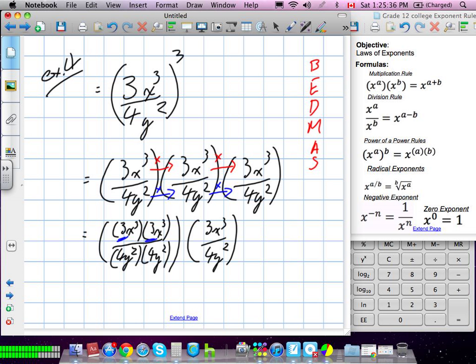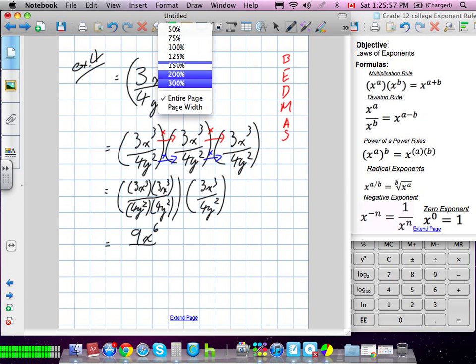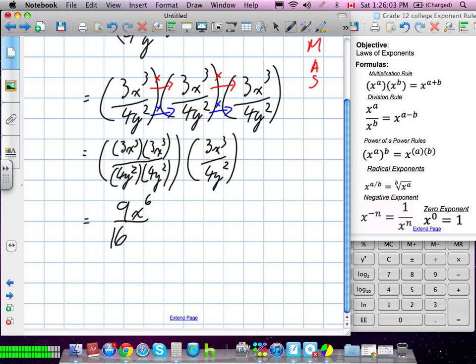But this is x cubed times x cubed, or x to the power of 3 times x to the power of 3. How do we simplify that? What do we do with those exponents? We add them. So 3 plus 3 is 6, and x to the power of 6. And then on the bottom, 4 times 4 is 16, and y squared times y squared is y to the power of 4. Now, we're not done. We still have to multiply by 3x cubed over 4y squared.